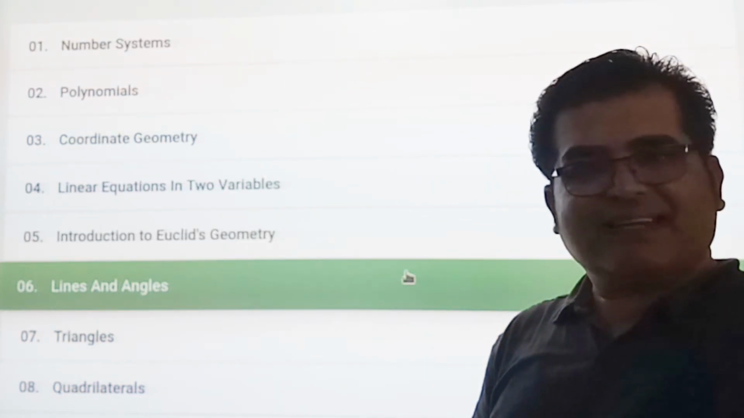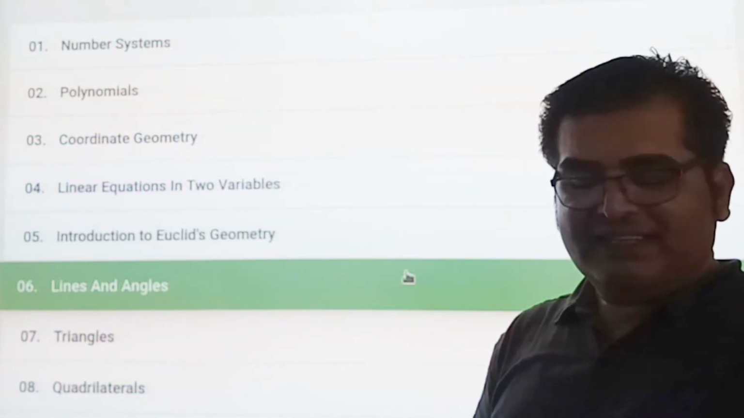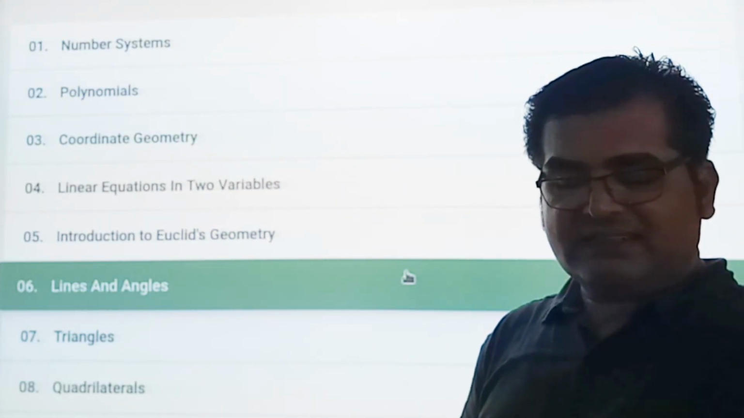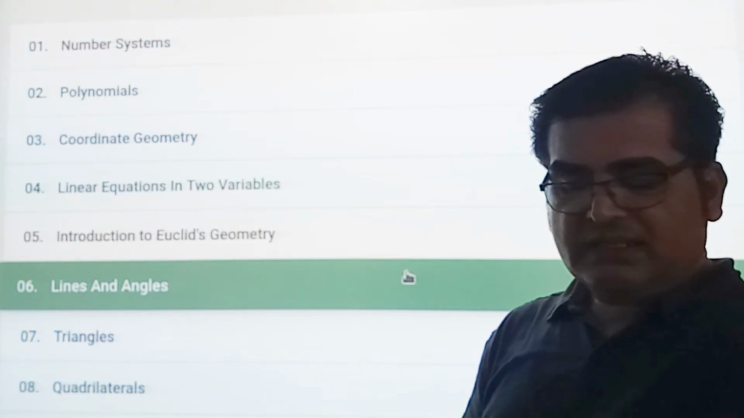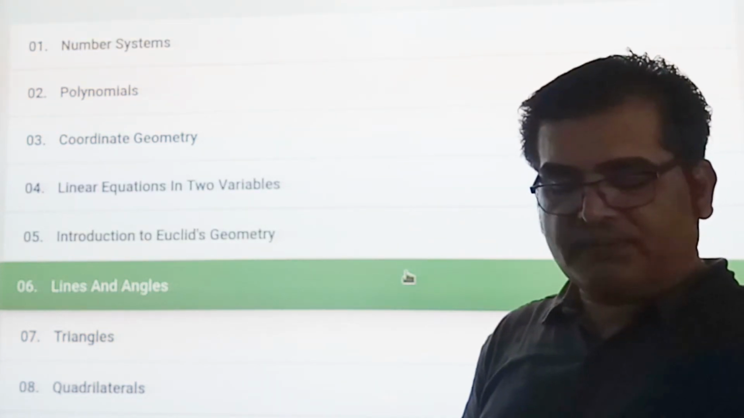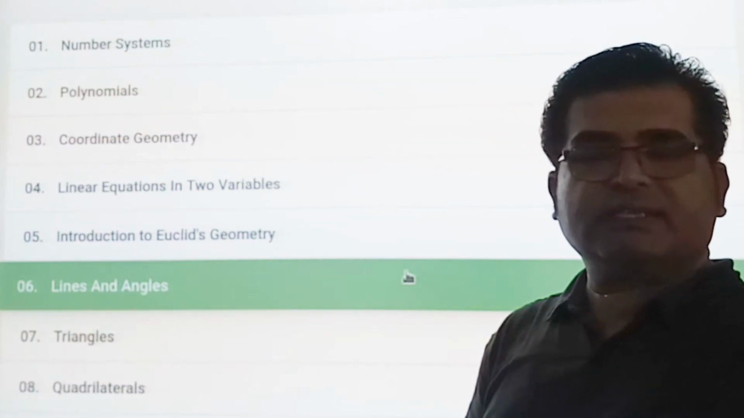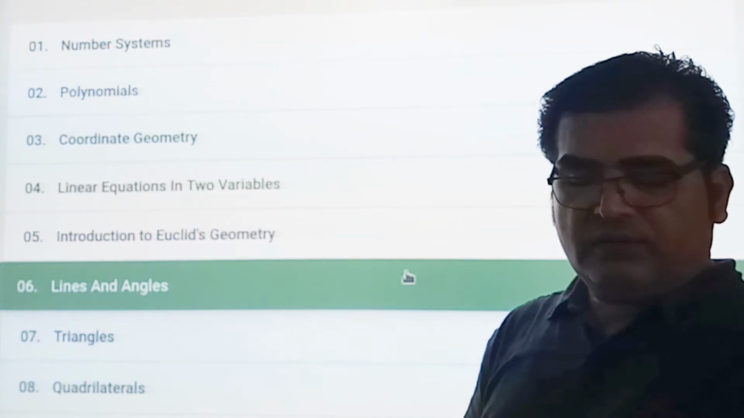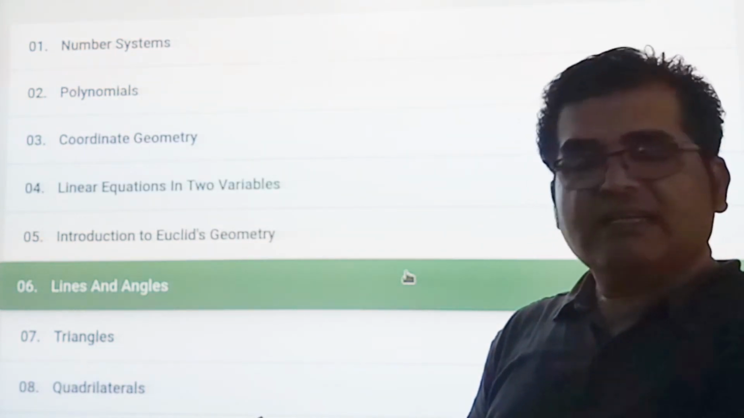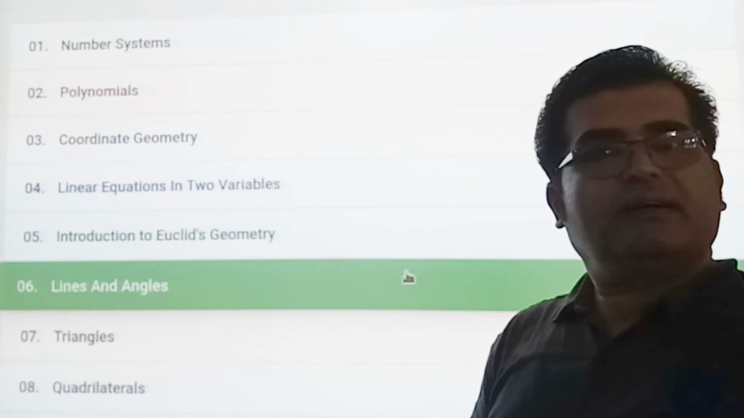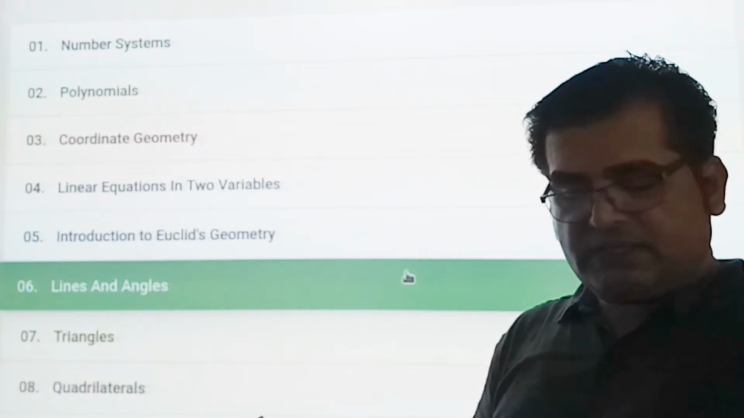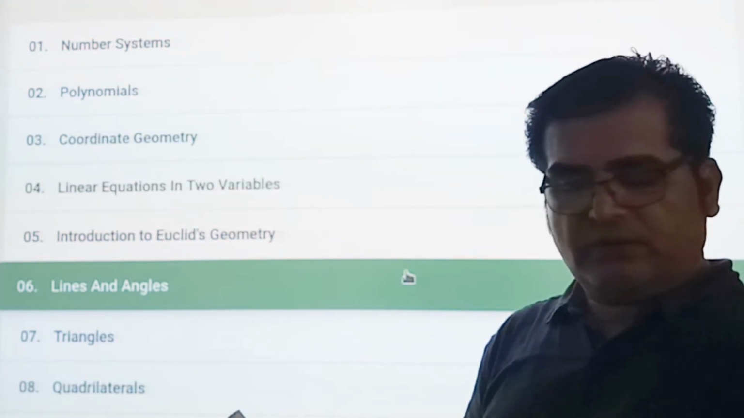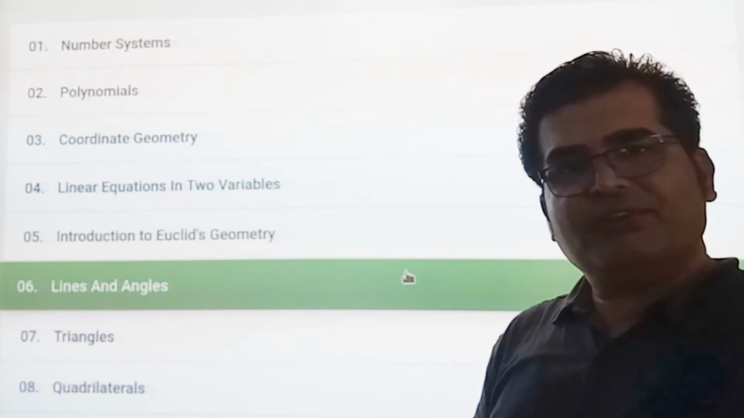Then chapter 7 is triangles. In triangles, you will study congruency of triangles, criteria for congruence of triangles, some properties of triangles, some more criteria for congruence of triangles and inequalities of triangles. Chapter 8 is quadrilaterals. In quadrilaterals, you will study angle sum property of a quadrilateral, types of quadrilateral, properties of a parallelogram, another condition for a quadrilateral to be a parallelogram, then midpoint theorem.